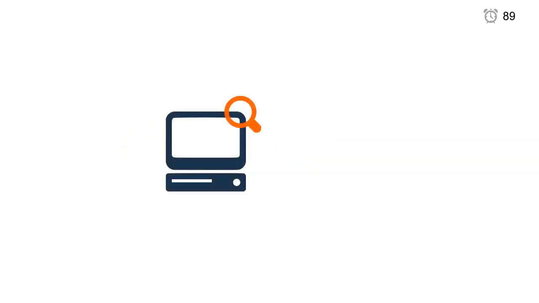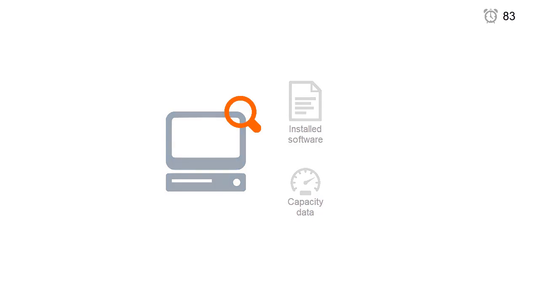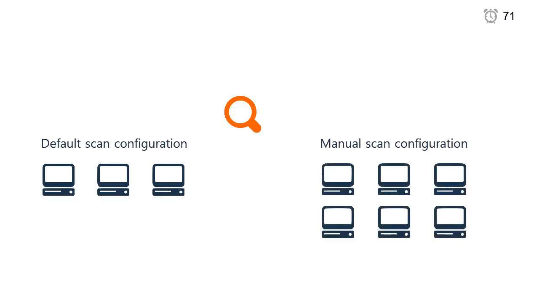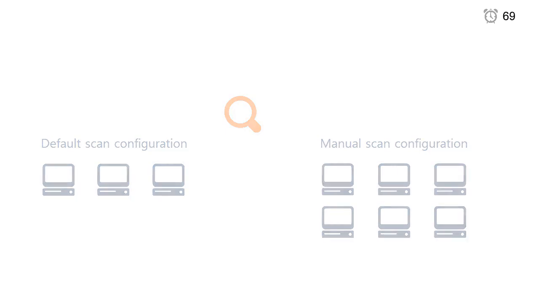Scanning the environment is necessary to discover the installed software and to collect capacity data from the computers in your infrastructure. There are two methods of setting up scans: enabling default scan configuration or setting up the scans manually. The former is advised for environments with up to a few thousand computers. The latter is advised for larger environments.